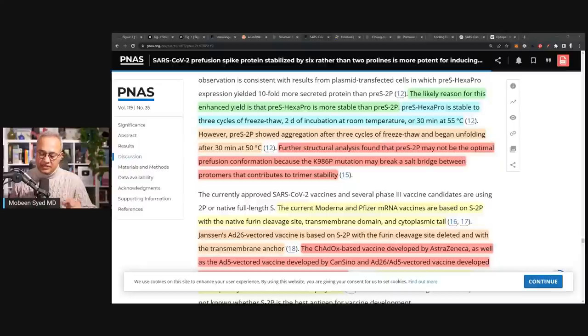Okay, so going back here. John says that Bill Gates, in fact, funded it. So at this time, for me, funding is not really the important thing. What is interesting is the technology and how the spike protein 2P, S2P, is supposed to stay stable and how it is possible that it is not. So once again, starting again from here, further structural analysis found that pre-S2P may not be the optimal prefusion conformation, because a K986P mutation may break a salt bridge between promoters that contribute to trimer stability.